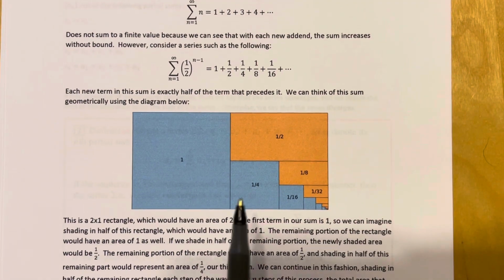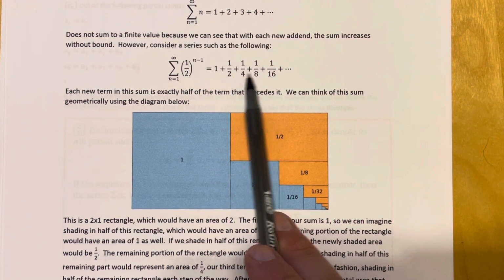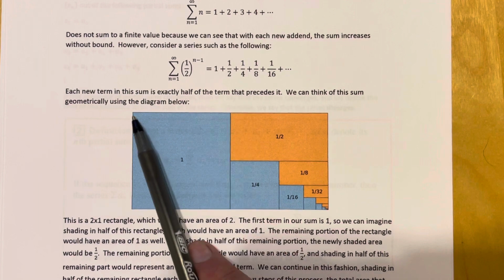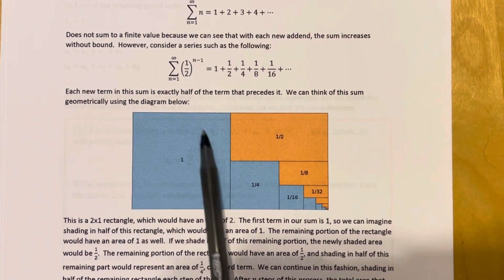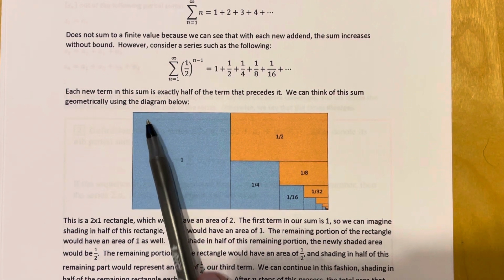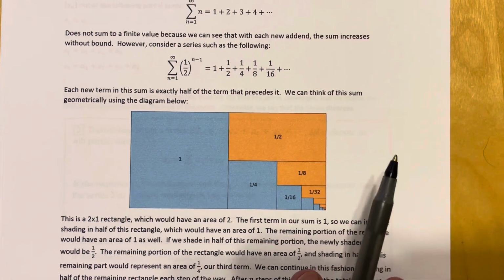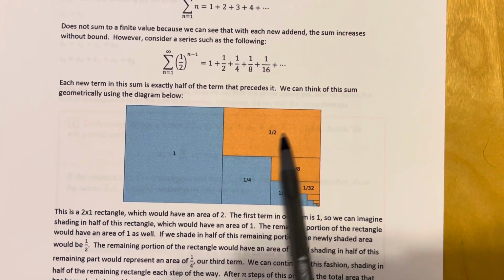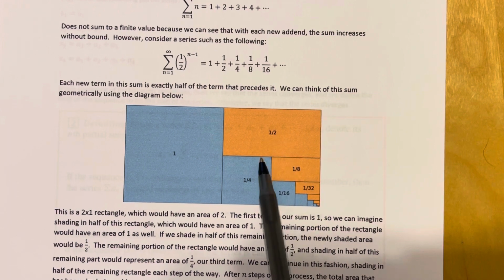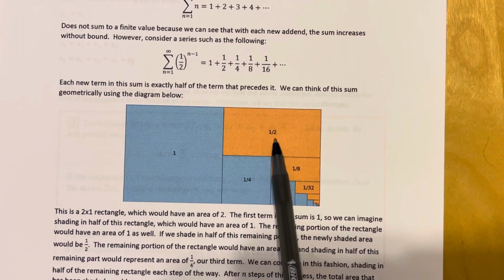There's a geometric way of looking at this to see why this doesn't just shoot off to infinity. This comes out to something finite. If I take a 2x1 rectangle, and I shade in exactly half of that rectangle, then the area of that would be 1. That's got that 1 right there. That area is going to represent the 1 in the first term of our series. Then if I look at what's left, what remains is this other rectangle over here. If I shade in half of that, which you're seeing in orange here, that would represent the 1/2, because the remaining area would be 1, so half of that would be 1/2.